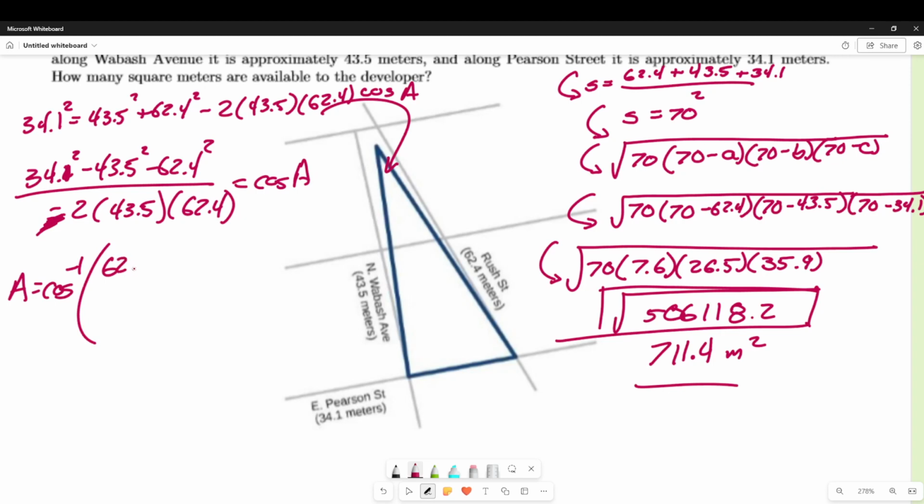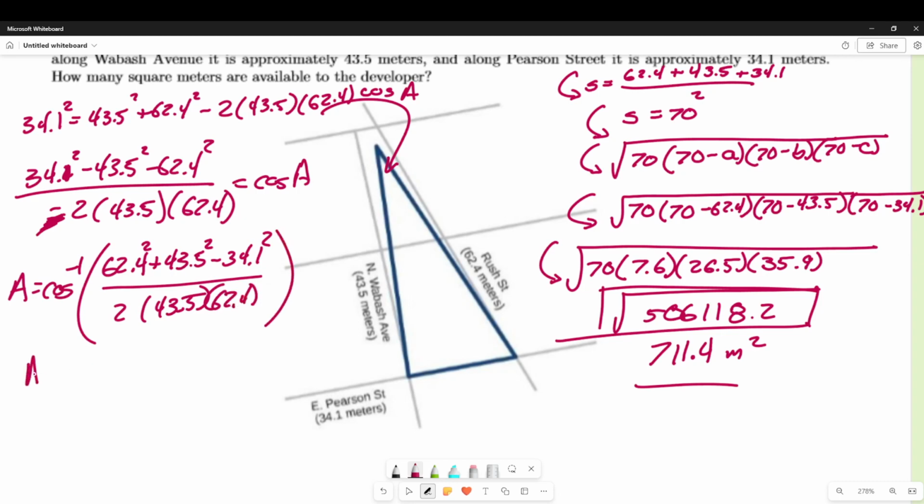And I hate that negative dangling out in front there. So I am going to reverse everything. 62.4 plus 43.5 squared minus 34.1 squared over 2 times 43.5 times 62.4. And again, this is one of the advantages of doing it without calculating anything. Moving everything around like that's not too hard to do when you're used to it. But this is the disadvantage. Which are you more comfortable with? Dealing with the big numbers in the calculations or dealing with this kind of manipulation? Whichever one you're more happy with is probably going to determine which tool you like more.